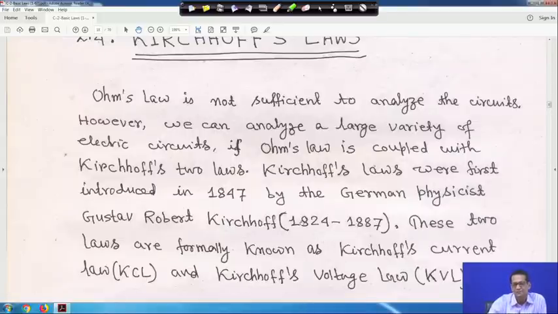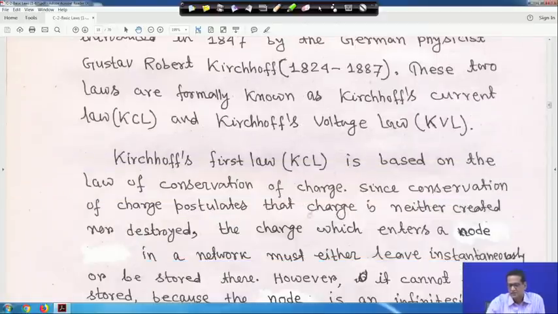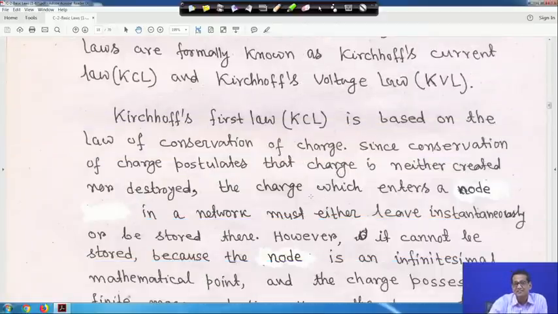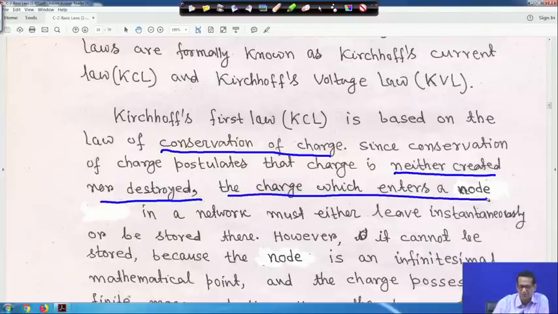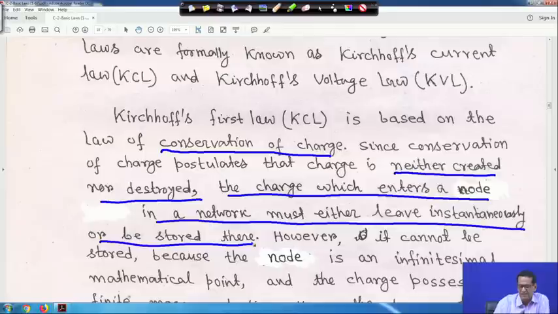Kirchhoff's first law is based on the law of conservation of charge. This is a very simple thing. Let me underline it for you: it is basically a conservation of charge. Conservation of charge postulates, as we discussed earlier, that charge is neither created nor destroyed. The charge which enters a node in a network must either leave instantaneously or be stored there.